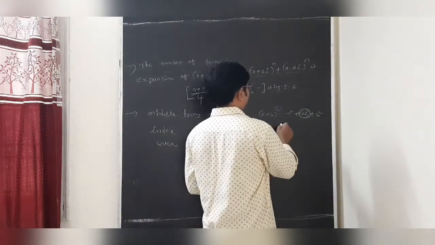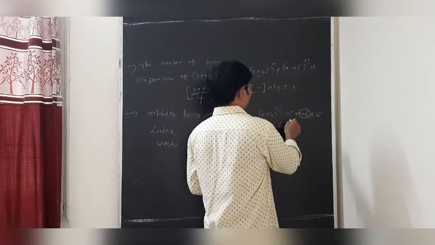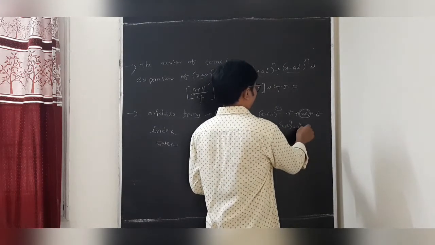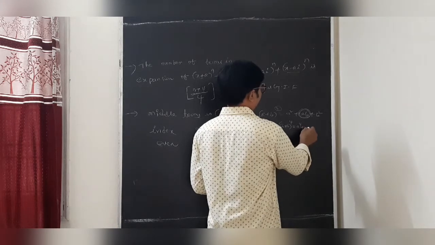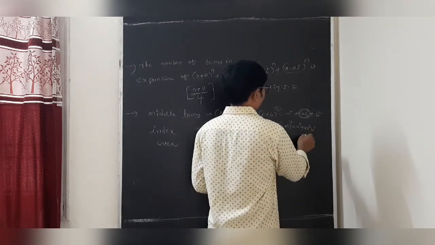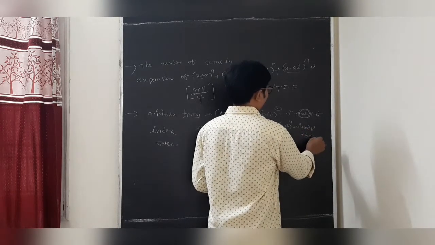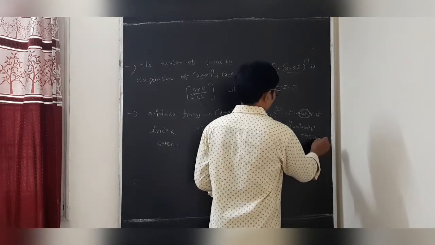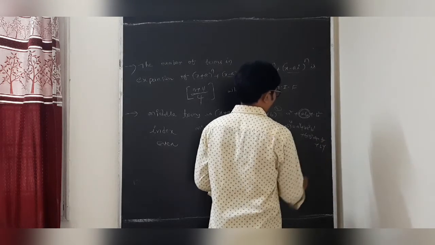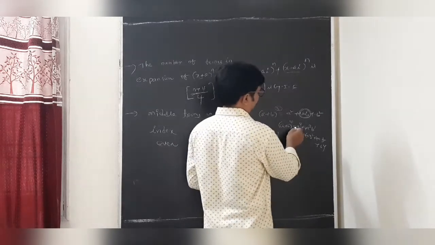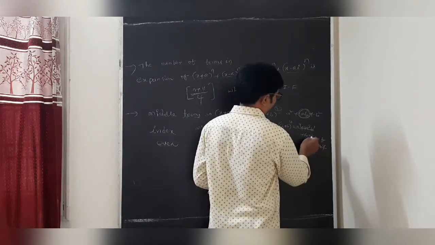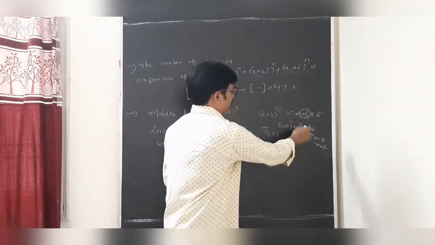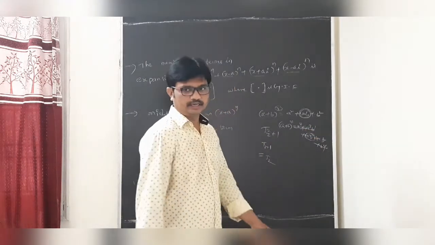Suppose we know that (a + b)^4 is a^4 + 4a^3 b + 6a^2 b^2 + 4a b^3 + b^4. How many terms are there? Five terms: the first two, the last two, and this is the middle term. One, two, three: the third term is the middle term.